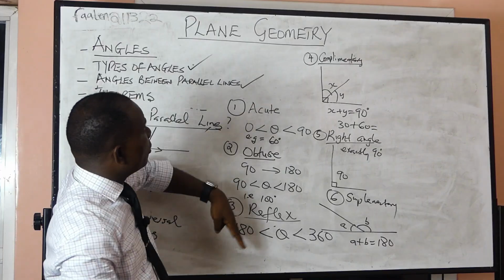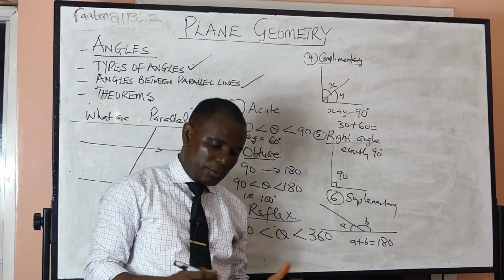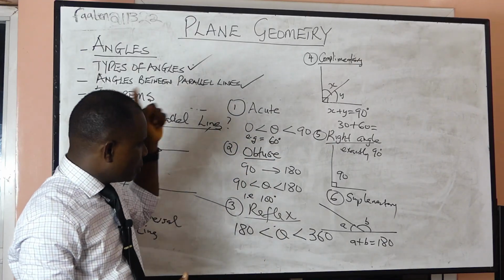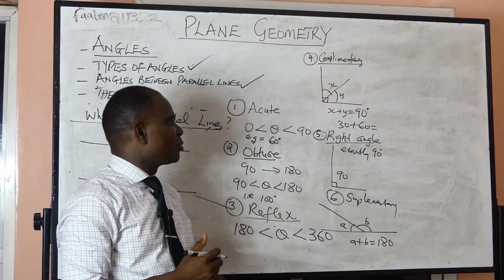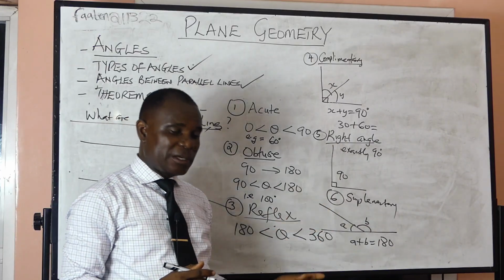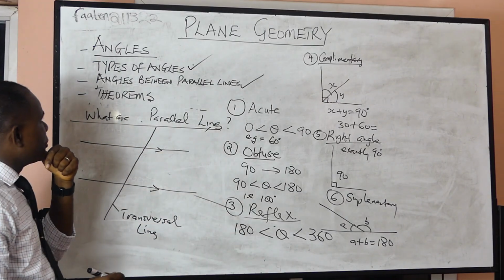So I've just given you a couple of type angles that you need to know before we interact proper. So we have acute angles, obtuse angles, we have reflex angle, and there's complementary angles, we have supplementary angles, we have right angles. So you now know all the types of angles. So we'll go back to our theorem proper.